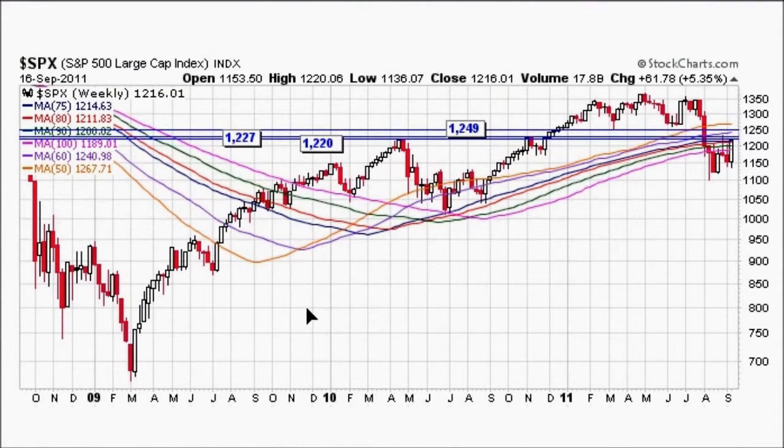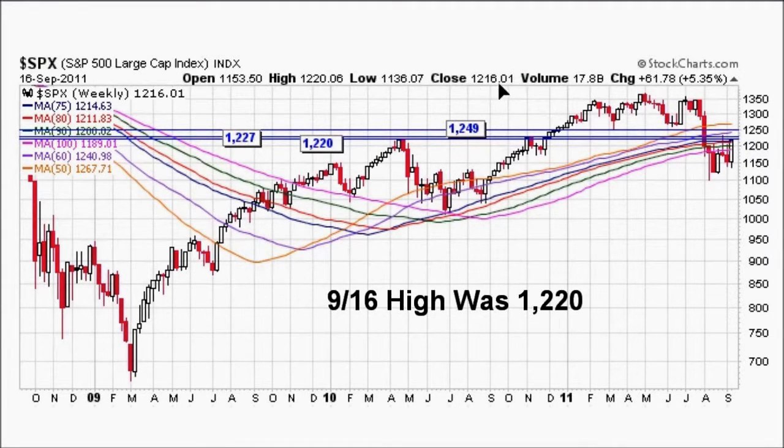This is a weekly chart of the S&P 500 index as of the close on September 16th. Takeaways here are relatively simple. These are moving averages. Notice how they've acted as support and resistance. They're coming up now. They're above price, so these colored lines here could act as resistance for this move. These points here are also horizontal resistance that could also stop price.